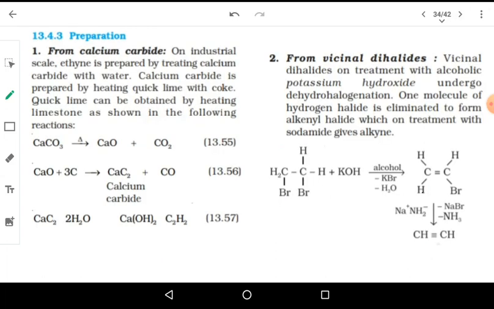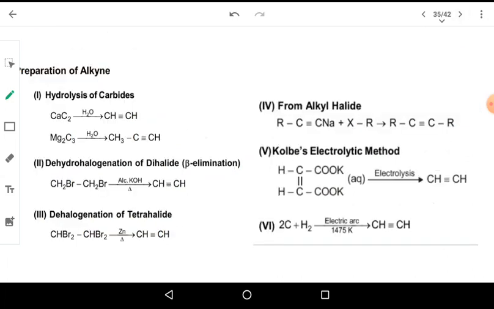Now let us see the preparation. We can prepare it from calcium carbide and from vicinal dihalides, from alkyl halides, Kolbe's electrolysis method. So let us see it one by one.